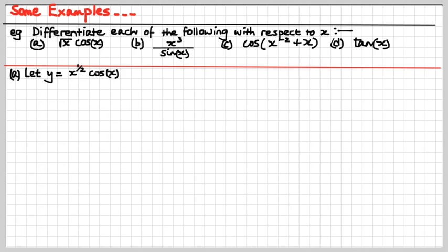Yes? Good. Some examples. We have to differentiate all these things. Good gracious me. Well, this one is going to be a product rule, this one's going to be a quotient rule, this one's going to be a chain rule, and this one's going to be a quotient rule, and I'll show you why. I've left the special one till the end. Okay, so here we go.